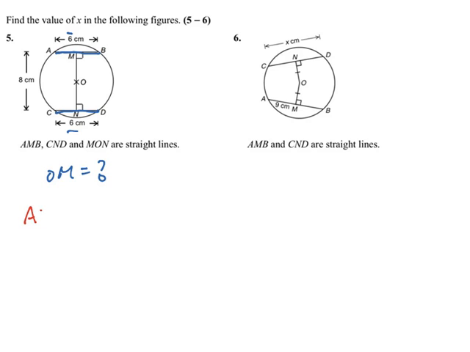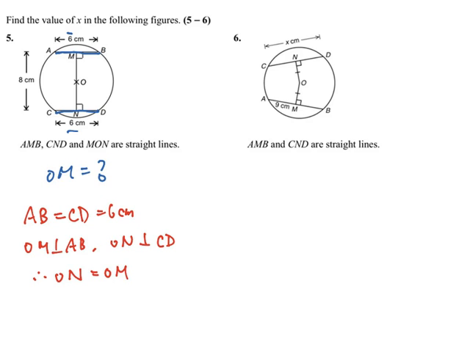Okay, let's see it. Because AB is equal to CD, equal to 6 cm. And then 3 criteria. So OM is perpendicular to AB and ON is also perpendicular to CD. So ON is equal to OM. So we know this is X cm. So that means X divided by 2. So it is 4 cm.